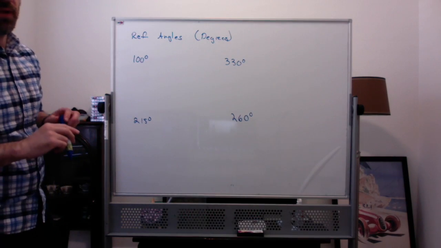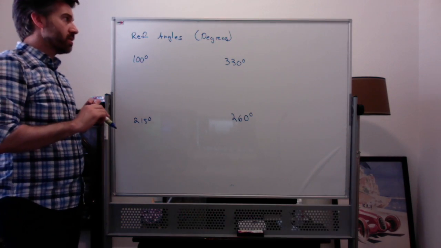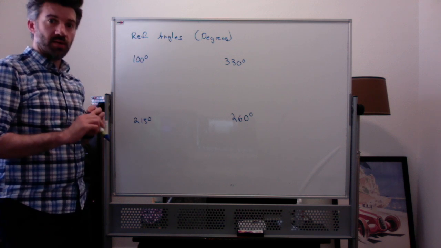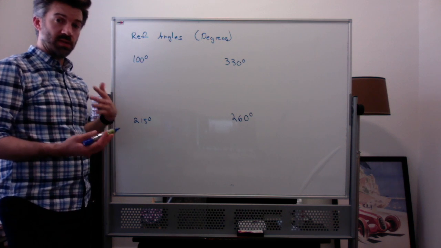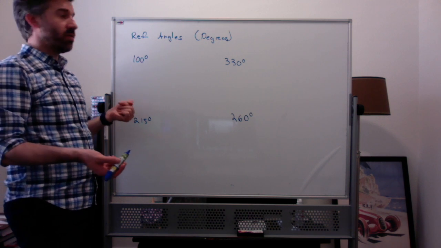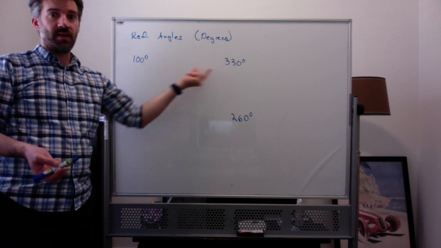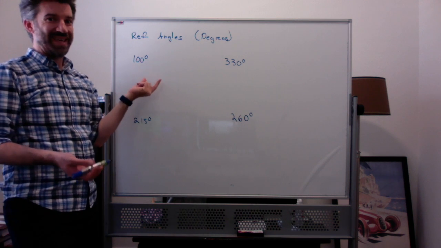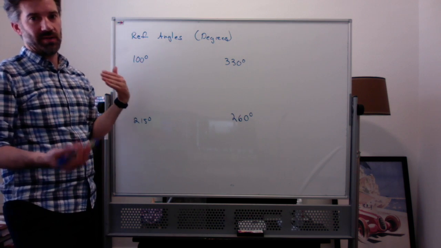Let's talk about finding reference angles using degrees. When you're finding a reference angle, you're going to end up finding an angle that's between 0 degrees and 90 degrees, also known as an acute angle. It's the smallest angle measured to the x-axis if you're writing the angle in the standard way.